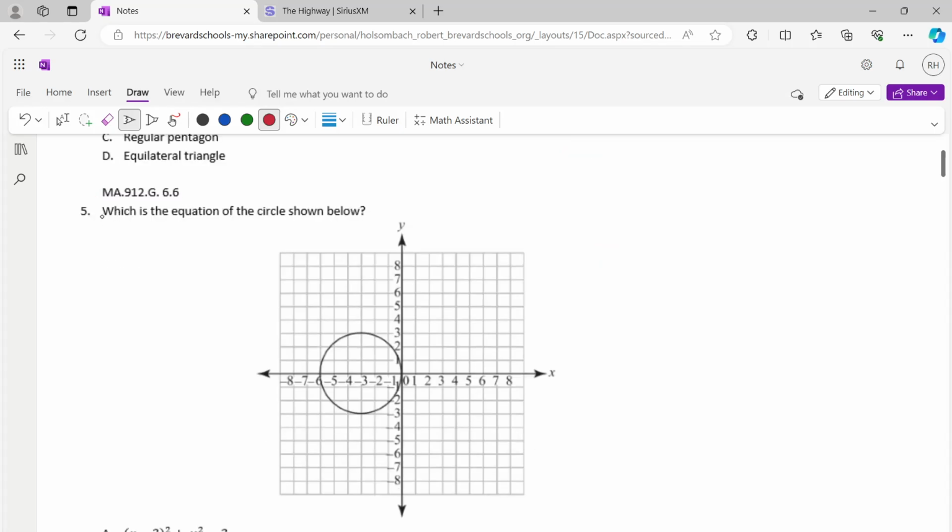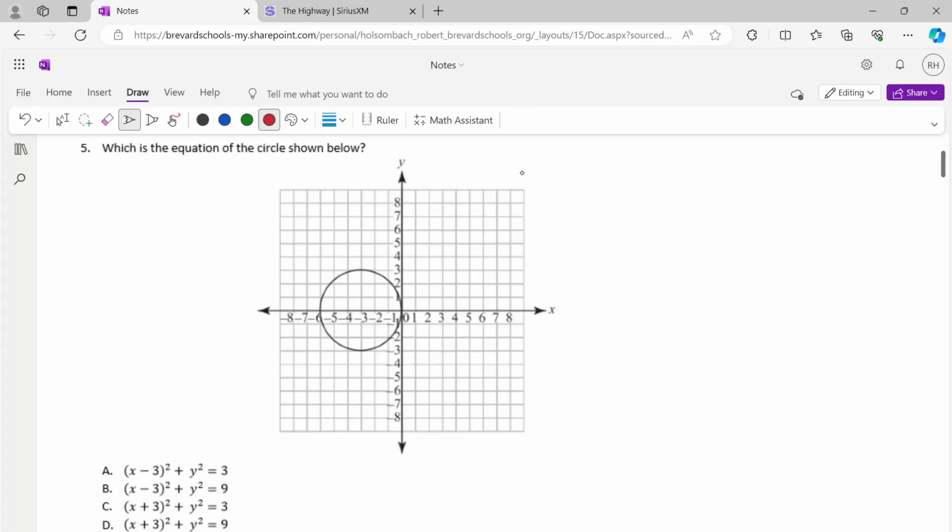All right, problem number 5. Which is the equation of the circle shown below? All right. Standard form of an equation of a circle is x minus h squared plus y minus k squared equals the radius squared, where the h and the k are the values at the center of the circle. Well, if this horizontal line here goes from 0 to negative 6, then negative 3 here is the center of the circle. All right.